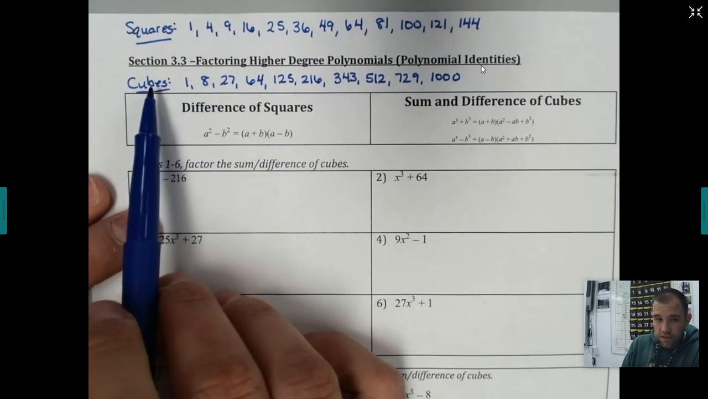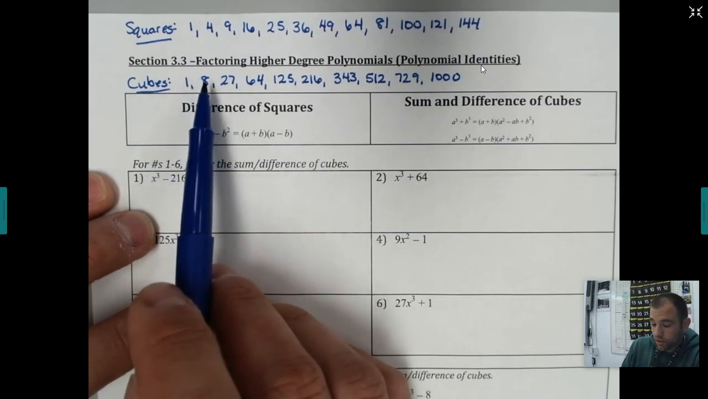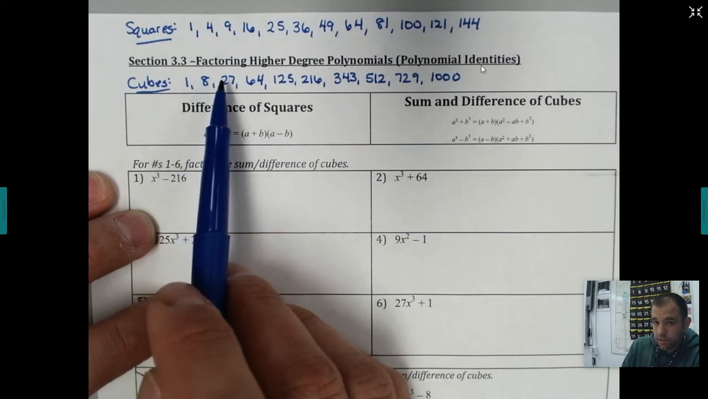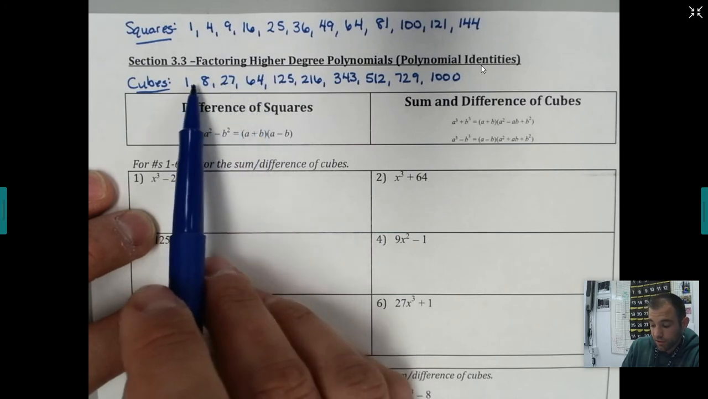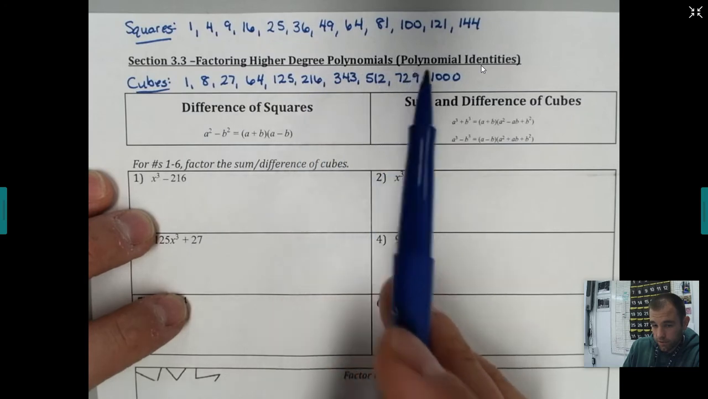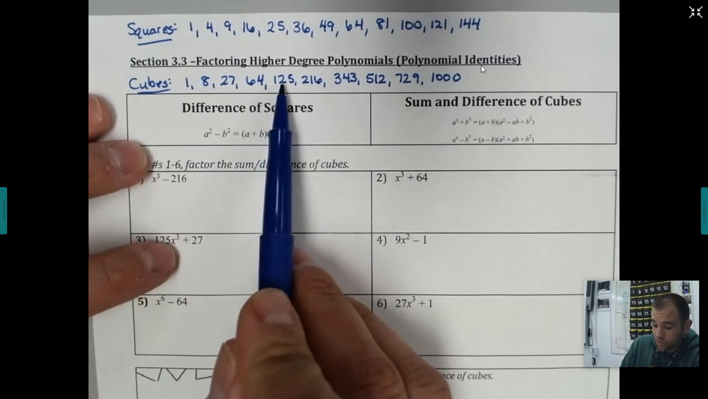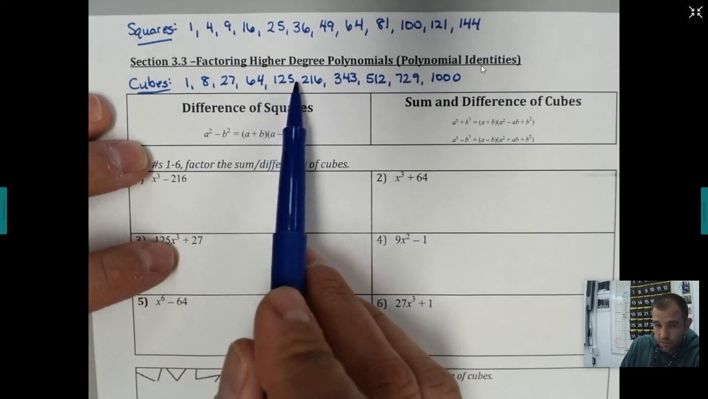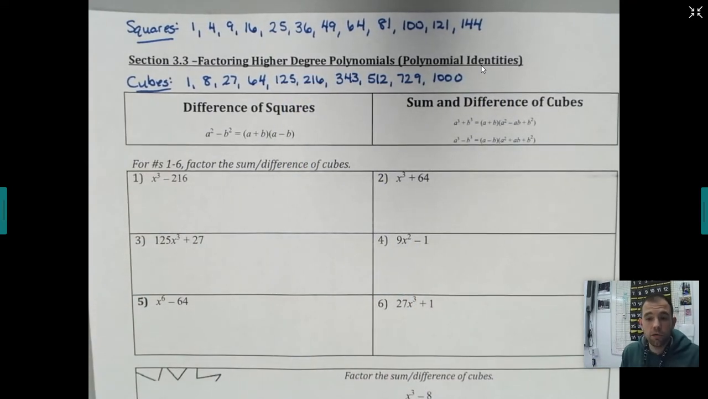Underneath that, these are all perfect cubes. 1 times 1 times 1 is 1. 2 times 2 times 2 is 8. 3 times 3 times 3 is 27. 4 times 4 times 4 is 64. So the squares are on top, the cubes are down below. If you know those, it's going to make your life a whole lot easier. You might not get them memorized, you might only go up to 125, like 5 times 5 times 5, and that's okay. You'll always have a calculator, but if you know them off the top of your head, it's going to go a little bit faster.